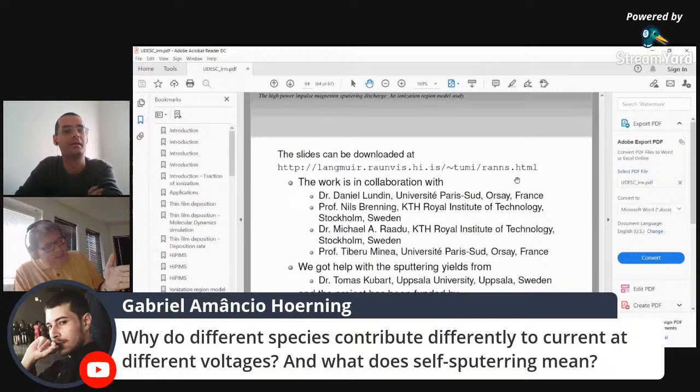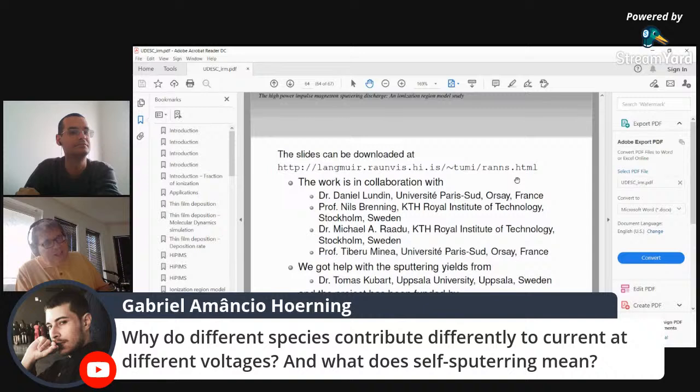So self-sputtering is basically that you release an atom from the target. As an argon ion hits the target, you release a metal atom. This metal atom gets ionized in the ionization region, and some of these ions return back to the target and sputter off another metal atom. But this means that the metal ion that came back to the target is lost to our process. So the fact that you release an atom, you ionize it, and it returns back to the target and sputters another one, that is self-sputtering.